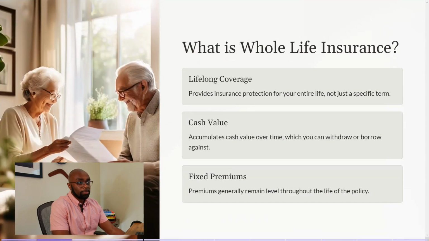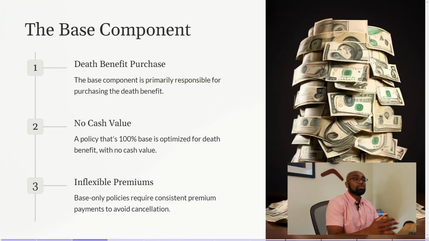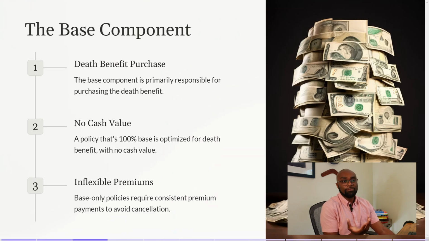A whole life insurance policy, simply put, is a type of life insurance coverage that provides coverage for your entire life. And it has three main components that we'll be talking about, which are the base, paid up additions, and term riders. So the base component is what purchases the death benefit. If there is no death benefit, it's not life insurance, right?